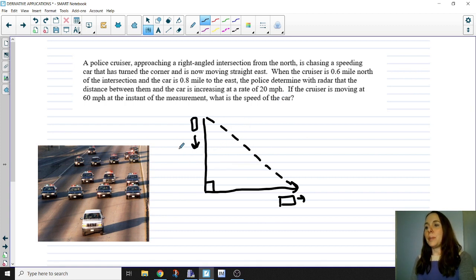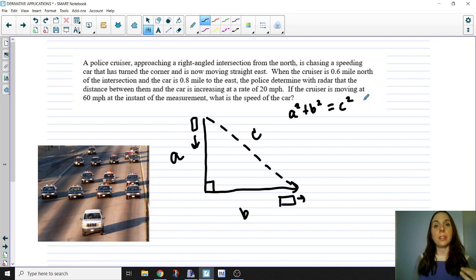So what we have here is a right triangle. We could call this side a, this side b, and this side c, and the formula that we're going to set up to use is the Pythagorean theorem to relate all of the variables that are changing. When we differentiate the Pythagorean theorem, we are going to have a formula that relates the rates of change. What you need to keep in mind when you're doing a derivative of a formula like this is that everything is with respect to time. All of your rates are with respect to time, and so you need to use implicit differentiation here.